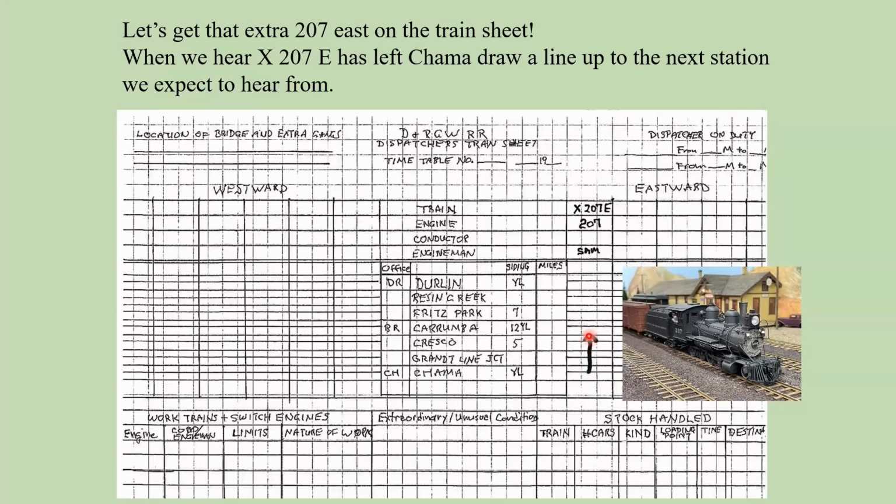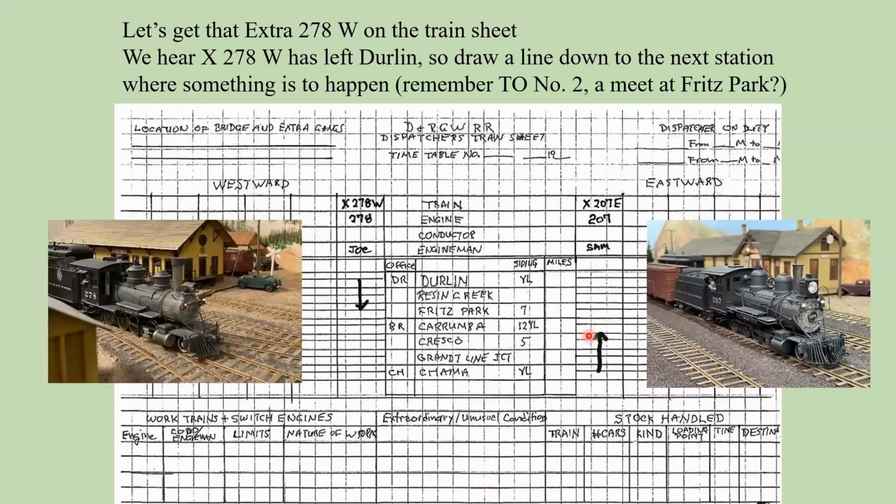Now we can take a look and get that extra 278 west on the sheet. Okay, so we hear that he's left Durlin, and we can draw a line down to the next station where something is going to happen. Remember, train order number 2 said he has a meet at Fritz Park. And so we draw the line from Durlin down to Fritz Park here, headed westbound. Okay, so far so good.